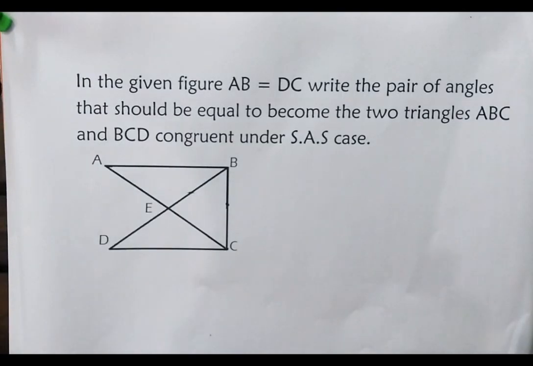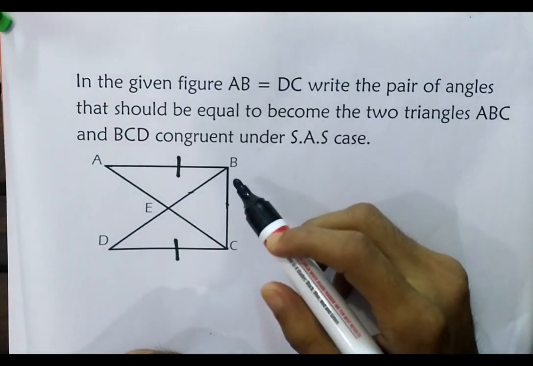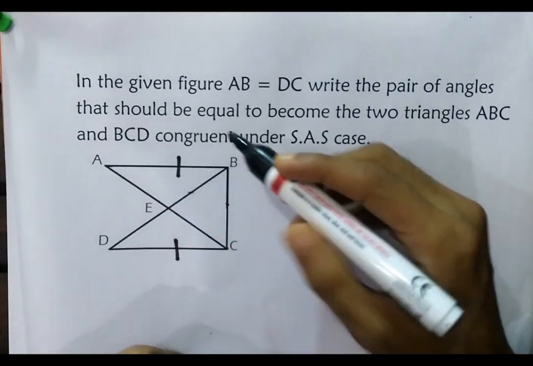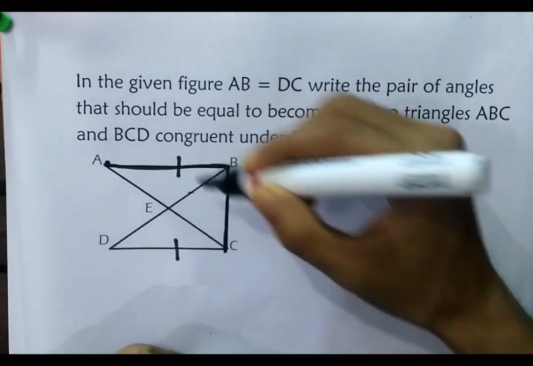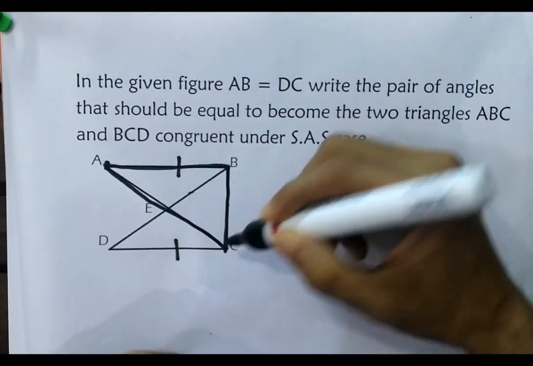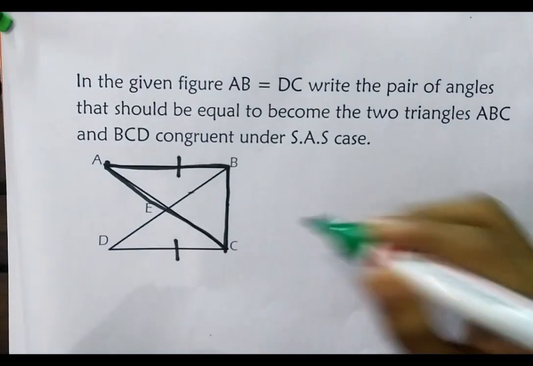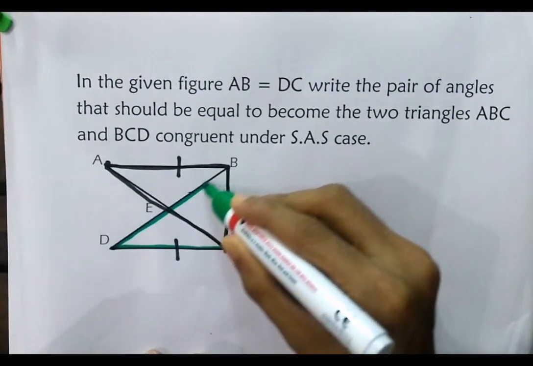In the given figure, AB is equal to CD. Okay, fine. Write the pair of angles that should be equal to make the two triangles congruent. This one is triangle ABC. So what's the next one? One is ABC and the second one is BCD. So where is that BCD? You can see BCD is here. Fine. Congruent under the case SAS.